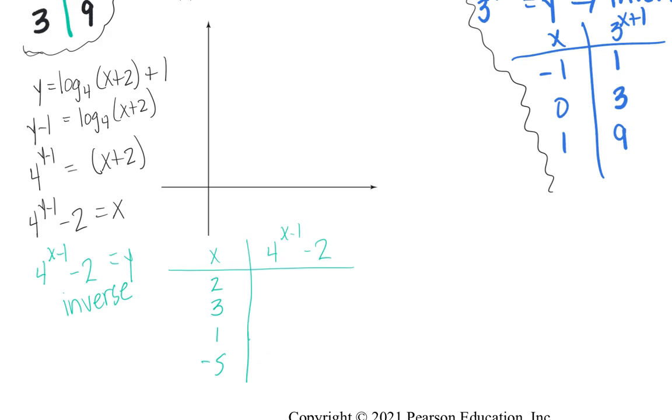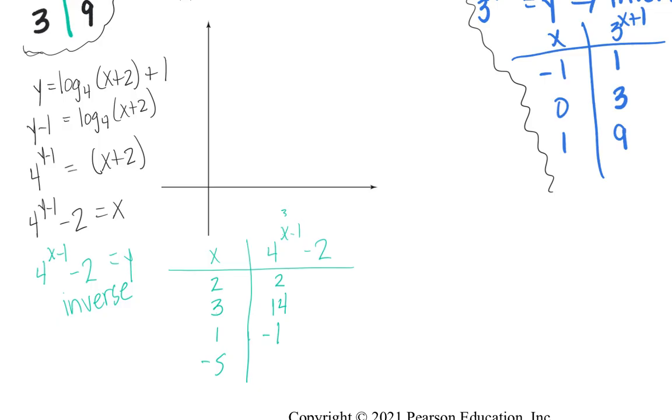So if I plug in a 2, so 2 minus 1 is 1, so 4 to the 1 is 4, and 4 minus 2 is 2. 3, so 3 minus 1 is 2, so that would be 4 squared, which is 16, and 16 minus 2 would be 14. 1 minus 1 would be 0, and 4 to the 0 is 1. 1 minus 2 is -1.